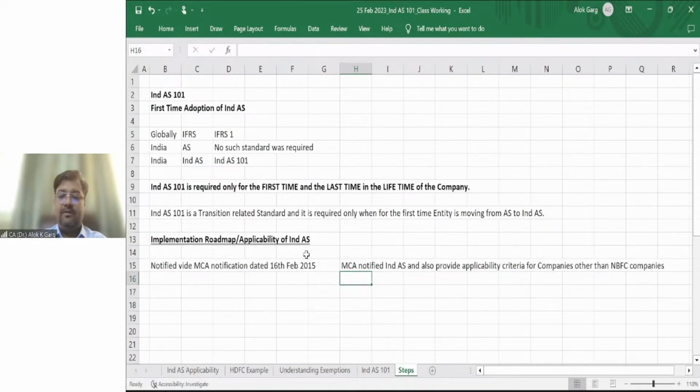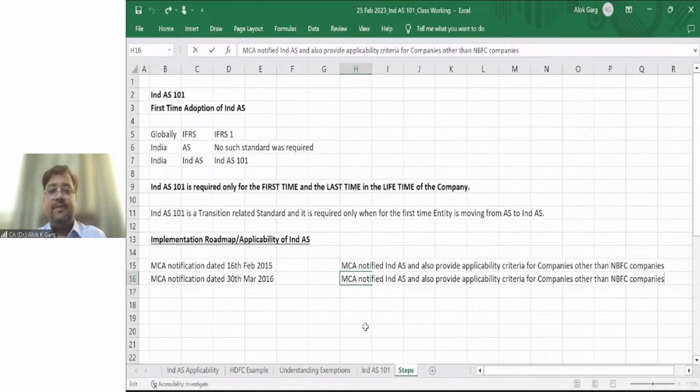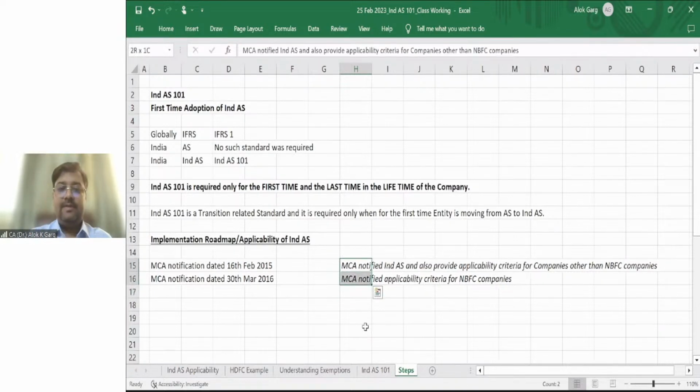Again, the second notification: MCA notification dated 30th March 2016. On this date, MCA notified the applicability criteria for NBFC companies. Is it clear?